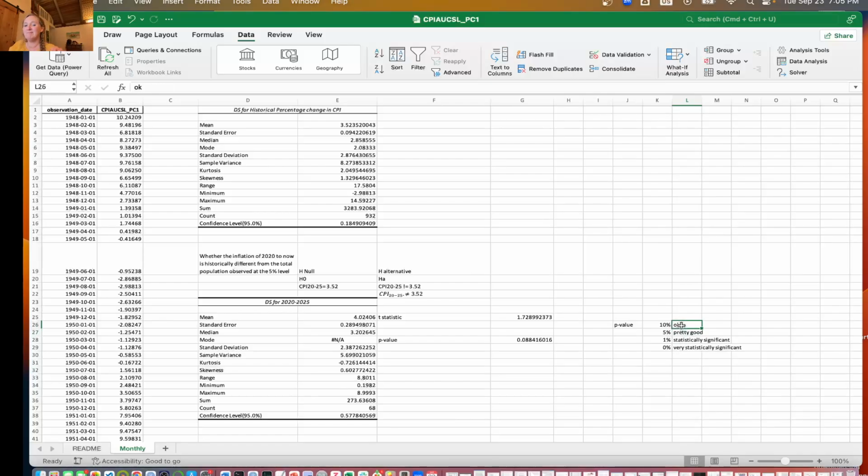It's okay. It's not a clear okay. It's still in this could be right, could be wrong realm. We don't have as much confidence. But originally stated, I wanted 5%. So from here, we cannot reject our null hypothesis, the fact that the CPI is equal to 3.52, which means that we don't have enough evidence to say that this mean is anywhere different than the historical overall average percentage change that we see in the CPI.